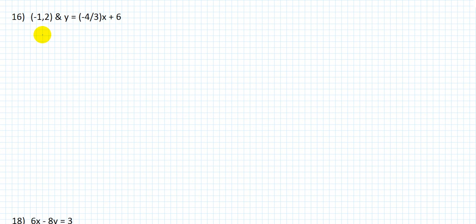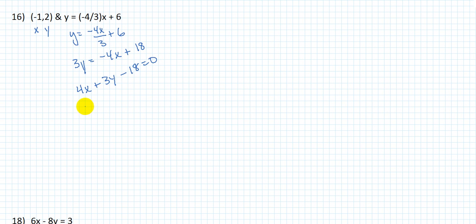Ask the teacher to pause if I'm going too fast. So x and y is here. Again, you are in y-intercept form. We need to go to standard form. I like to just clear the fractions first. So I multiply everything by 3, that gives me an 18. 3 times 6 is 18. I add the 4 over. 3 is already positive. Subtract the 18, I get equal to 0. So there's my A, B, and C.